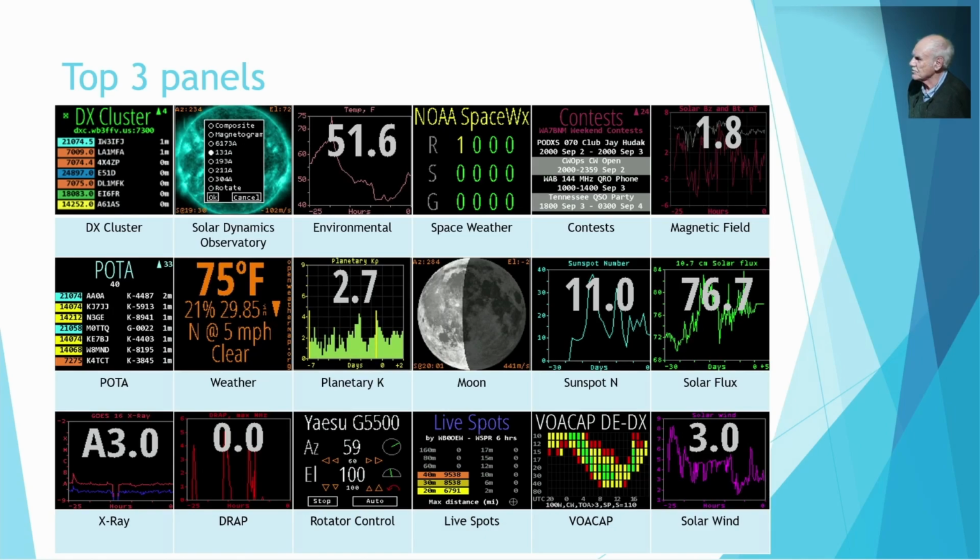The live spots is good because it simply tells you, just by looking at the numbers, which bands are open. This is only monitoring data from PSK Reporter, so it's only digital modes. But if the band's open, the band's open. So just looking at those raw numbers, you can tell which bands are open and which bands are not. And then you've got the VOA cap prediction. You just click on the map and it'll do a prediction for that path.